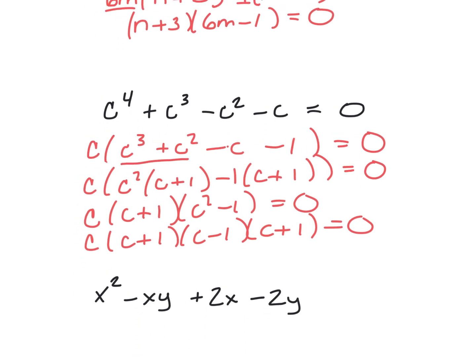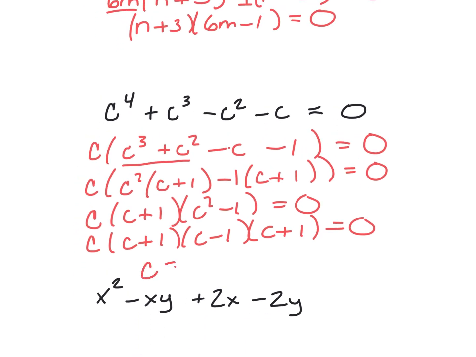So my solutions would be c could be 0, negative 1, positive 1, and then also negative 1 again.